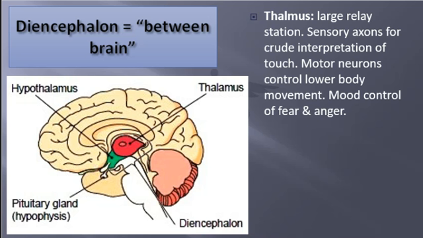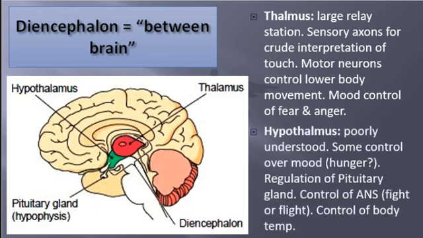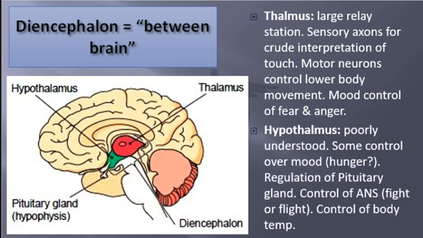There are sensory axons for a crude interpretation of the sense of touch. Motor neurons control the lower body movement, and we have some sort of mood control, including fear and anger, in the thalamus. It's still quite a mystery about the thalamus and the hypothalamus. The hypothalamus is the other part. It's poorly understood. We believe there's some control over mood and regulation.